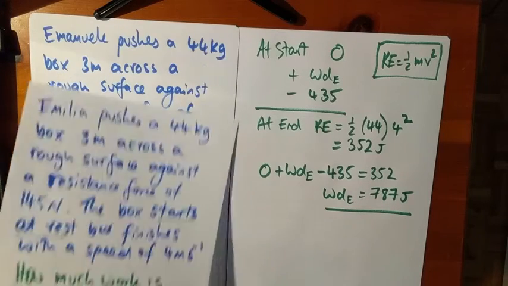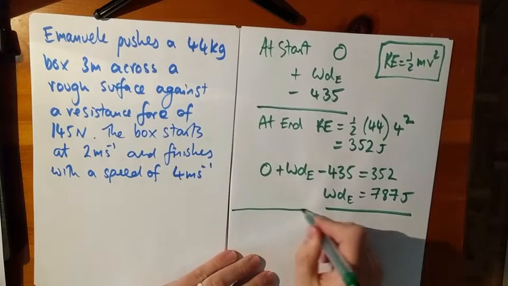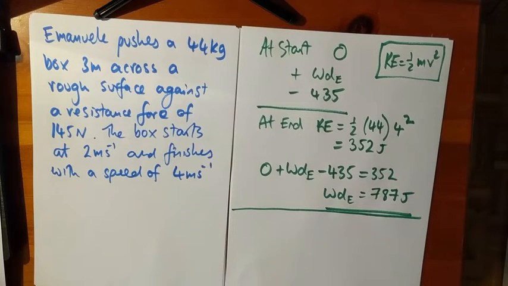Let's have a look at another one. Okay. This time, it's the same box pretty much. I'll just use the same piece of paper. This time, Emmanuel is pushing the same box 3 meters across a rough surface, but this time the box starts at 2 and finishes at 4. So we can have some energy at the beginning.